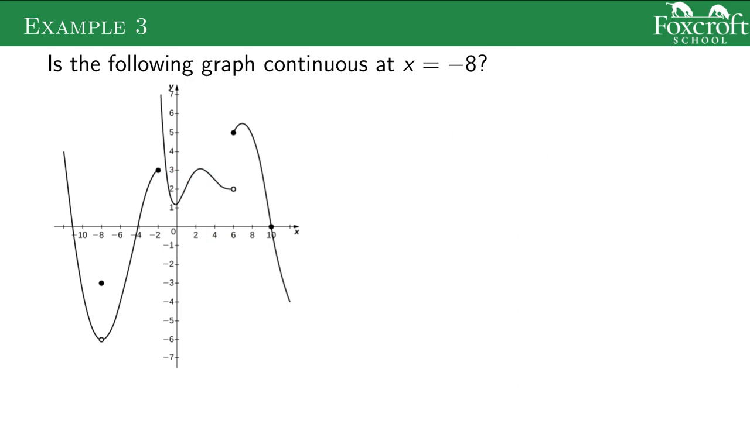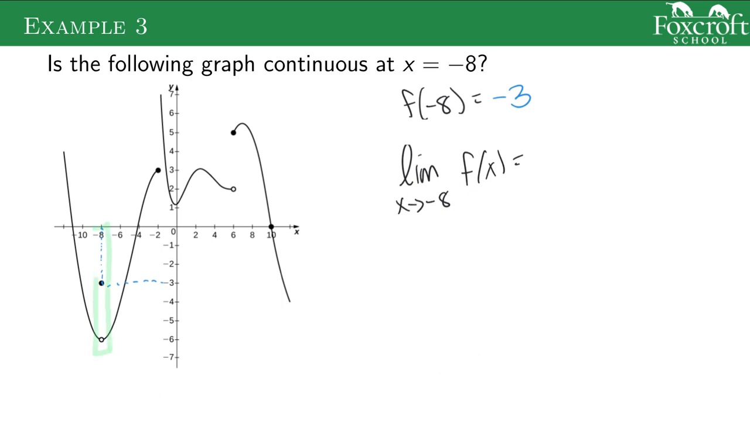What about at negative 8? First let's focus on the function value at negative 8. We go directly to negative 8 and find the dot on the graph, and that happens at negative 3. So f of negative 8 is negative 3. What about the limit as x approaches negative 8? For the limit, we're not focused on the value itself, we're focused on around that value. In that region around negative 8, I have this U down here, and all those y values are getting close to negative 6. So my limit exists, and it's negative 6.